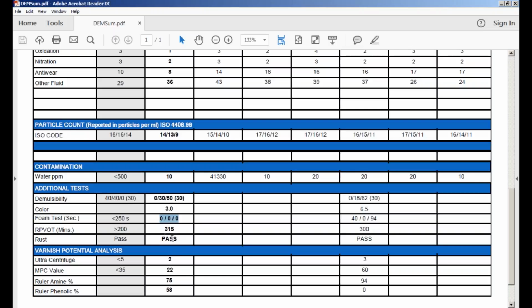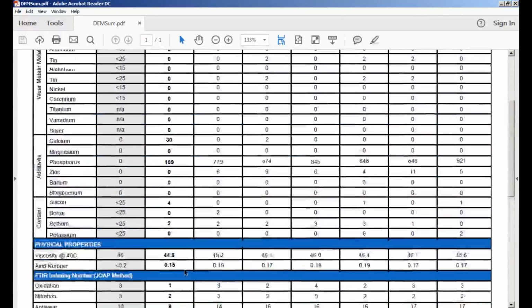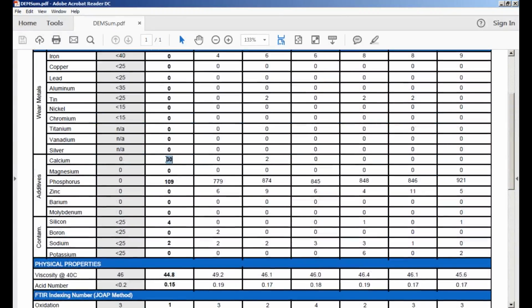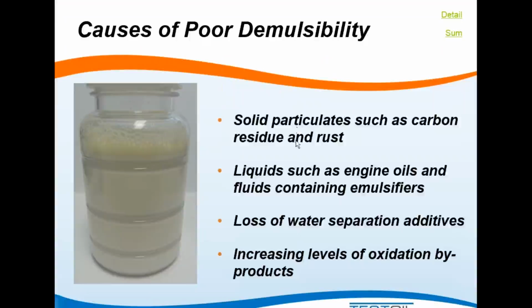RPVOT is at 315. We have passing rust. These numbers look okay here for UC MPC ruler. So really we have perhaps a contamination with another product, and that's what's causing our demulsibility to fail on this particular sample. What would be our fix with this? Well, our recommendation is that if you have a potential for water contamination, especially on a steam turbine, we're just going to come right out and say we recommend the oil change.